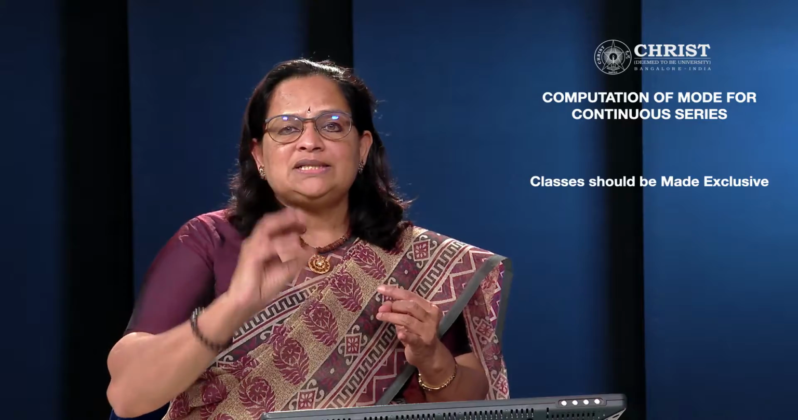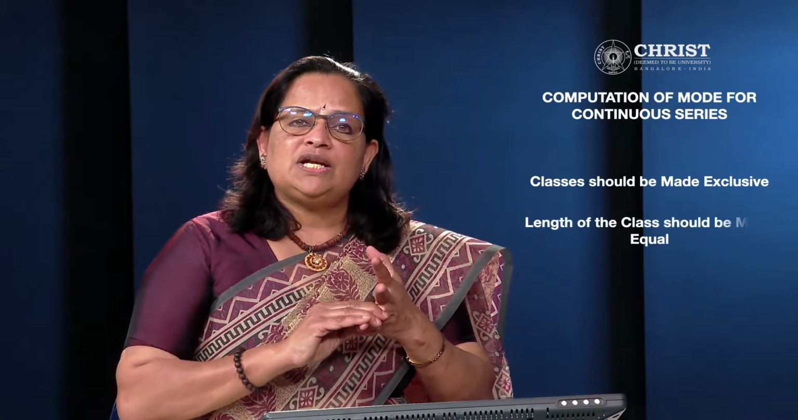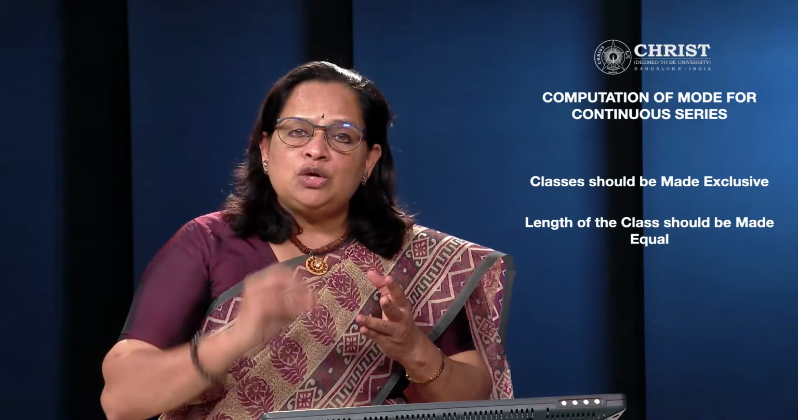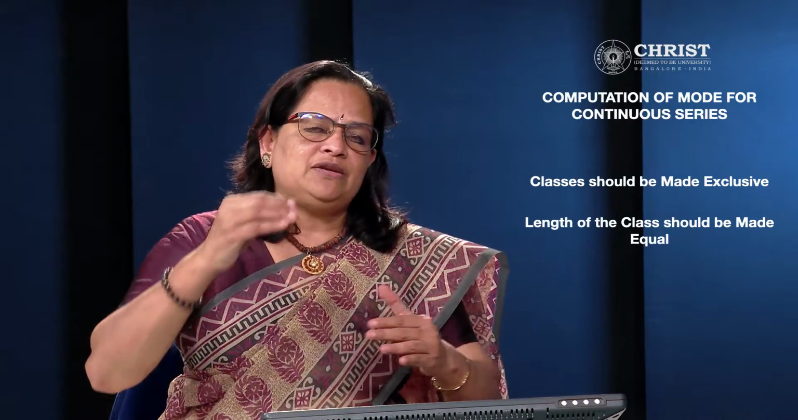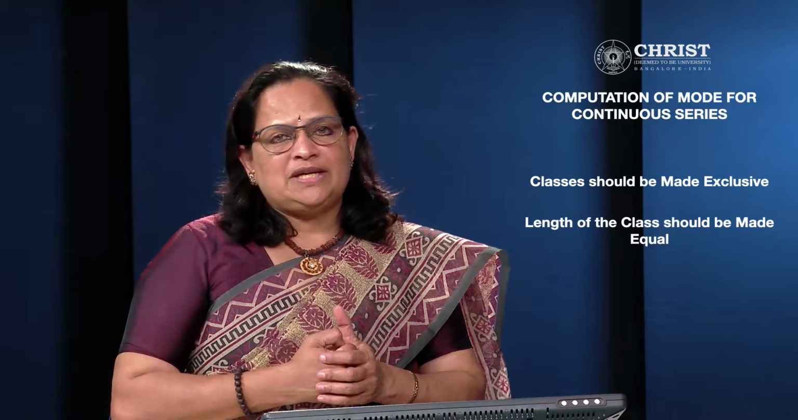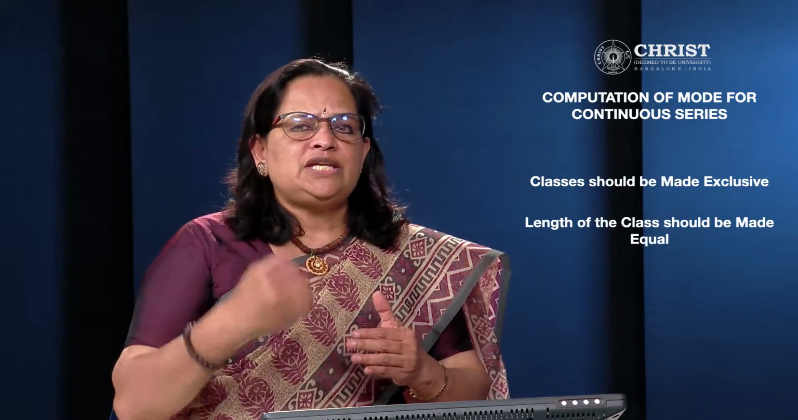Now, some important points you have to remember while computing mode for a continuous series. First, classes should be made exclusive. Sometimes you are getting cumulative frequency, so you have to make exclusive classes, and for exclusive classes, you know that you have to use the correction factor and make the class boundaries. Second point, the length of the class should be made uniform or equal. That is, the class interval should be uniform throughout. If the class interval is 10, for the entire series the class intervals should be 10. If it is 100, for the entire series it should be 100.